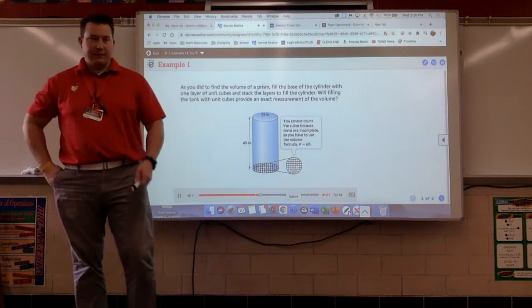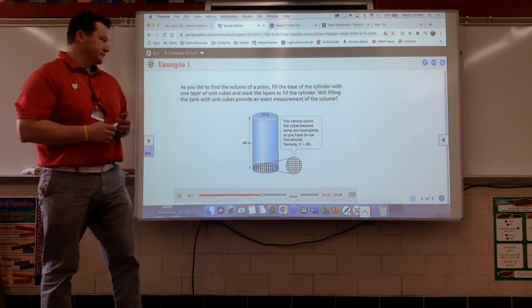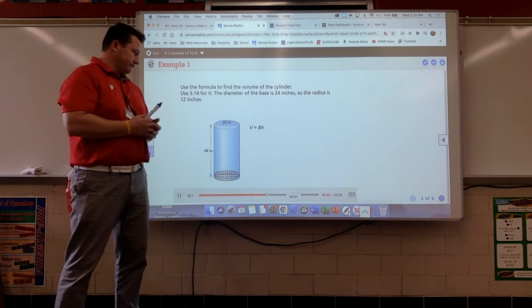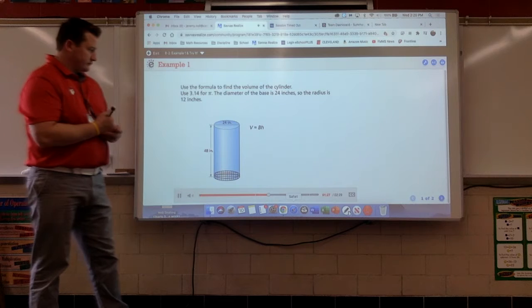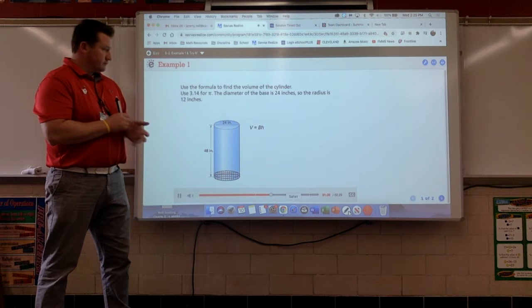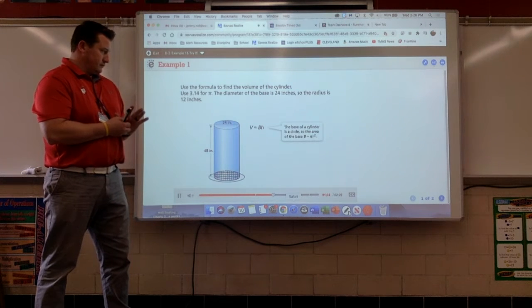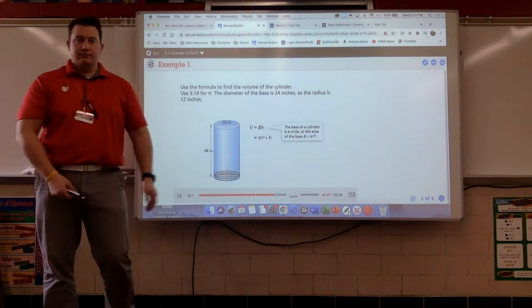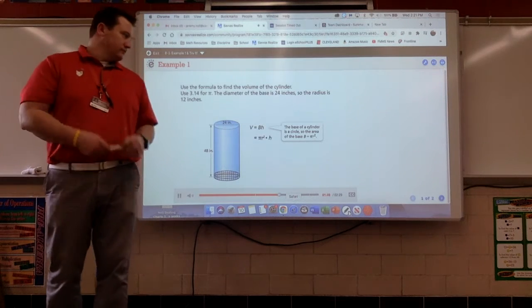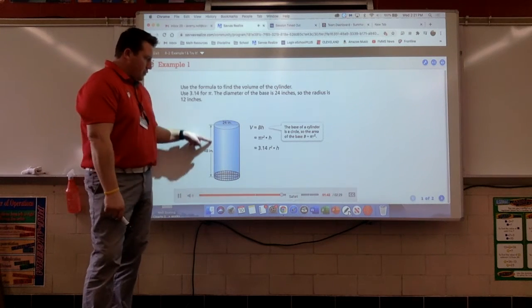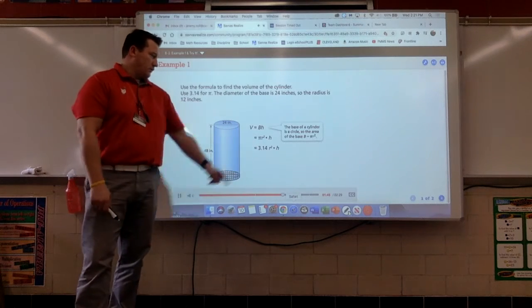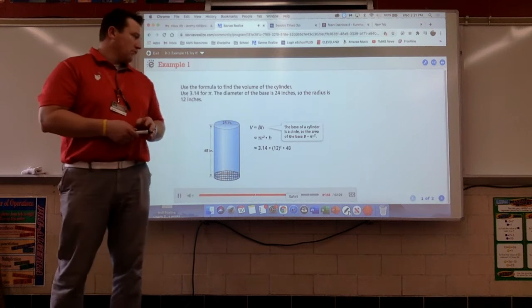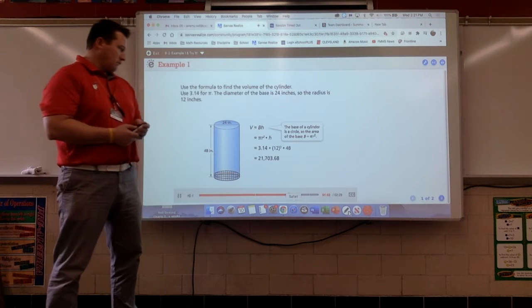However, you can still use the volume formula. Volume equals the area of the base times the height. Use the formula to find the volume of the cylinder. It's the same formula you use to find the volume of a prism. In this case, the base of a cylinder is a circle, so the area of the base equals pi times r squared. Multiply by the height. Use 3.14 for pi. The diameter of the base is 24 inches, so the radius is 12 inches, and the height is 48 inches. You can use a calculator to find the approximate volume.